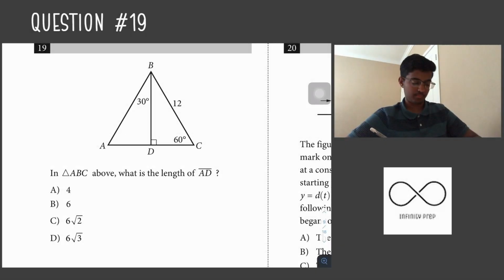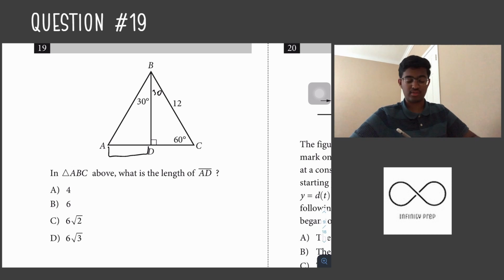Question number 19. In triangle ABC above, what is the length of AD? We're looking for the length right here, and to solve this, we need to find the length of BD so that we have another value to help us solve for AD. To do this, we can look at the right half of the triangle, which has a 60-degree angle and 90-degree angle, which add up to 150. So the other angle has to be 30 degrees.